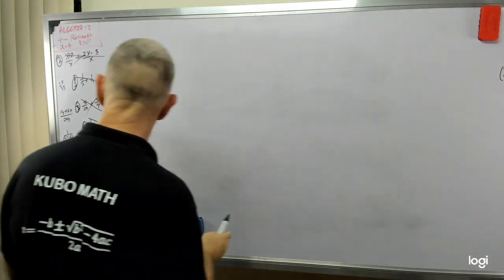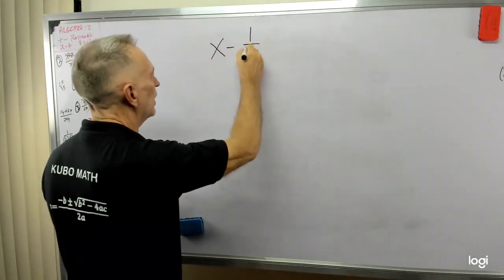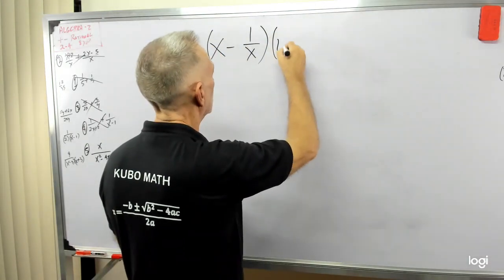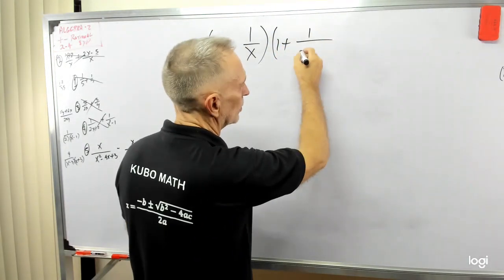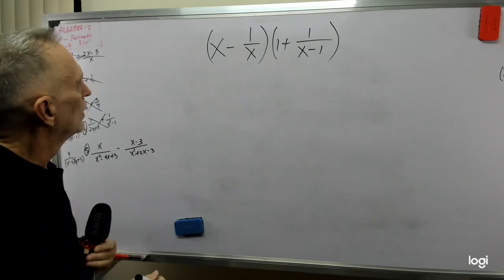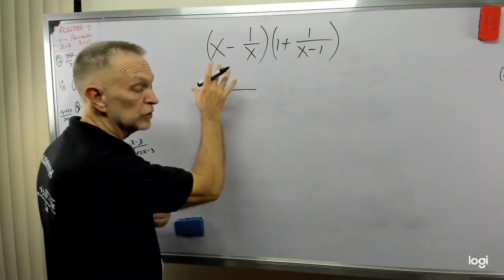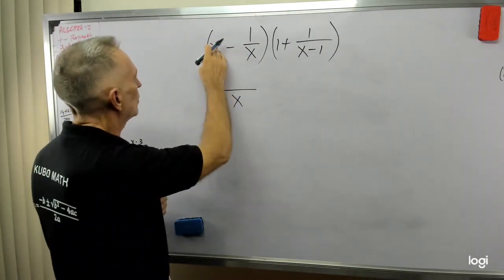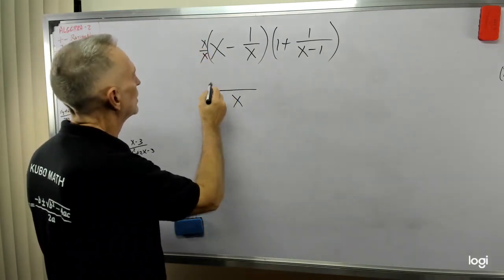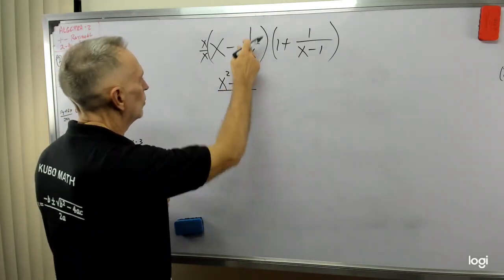Okay, one last one. This is a good one. X minus 1 over x times 1 plus 1 over x minus 1. Oh, okay. Well, to get a common denominator on this side, we'll just work with this side. Of x, I need to multiply this by x over x. So x over x. And that gives me x squared over x minus 1 over x.